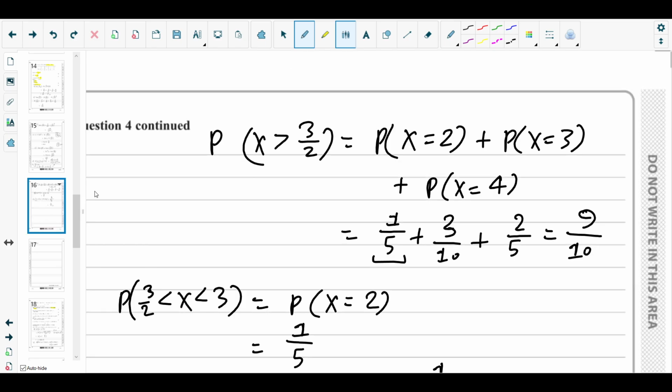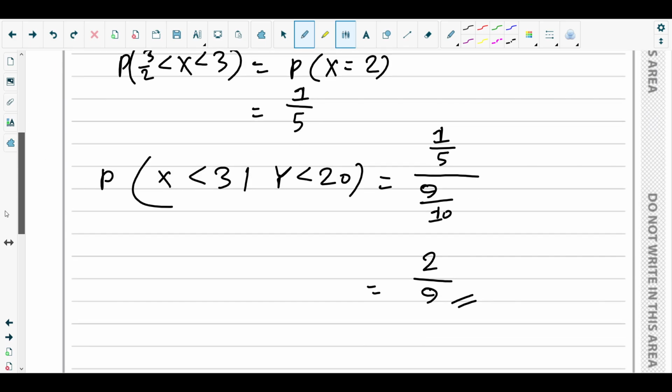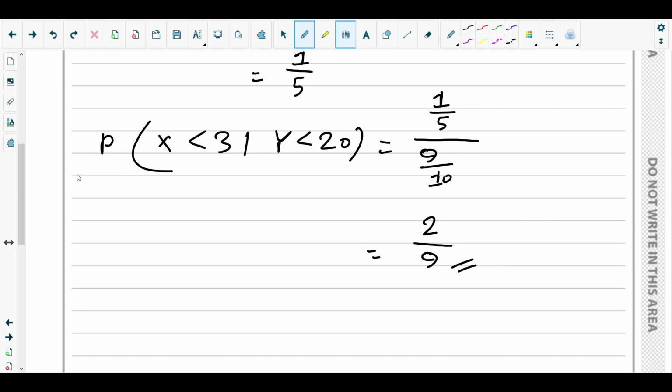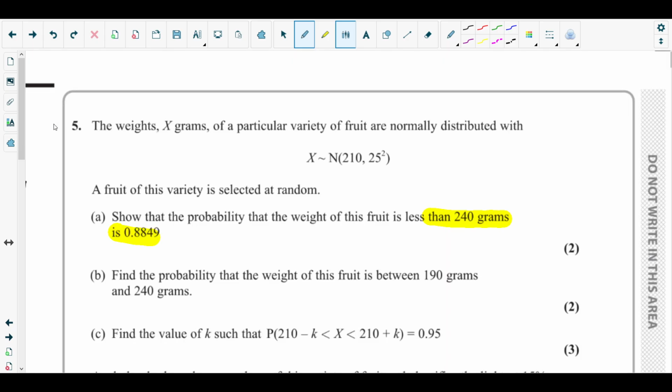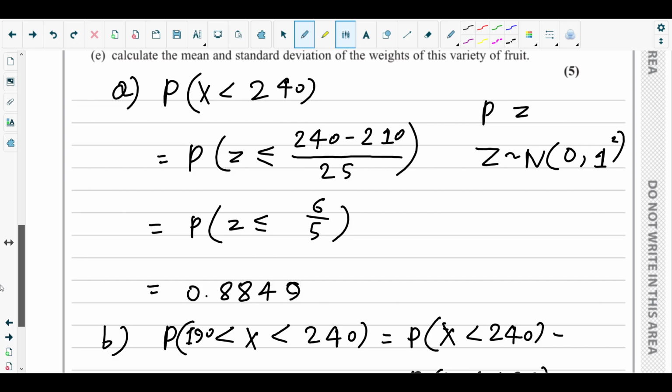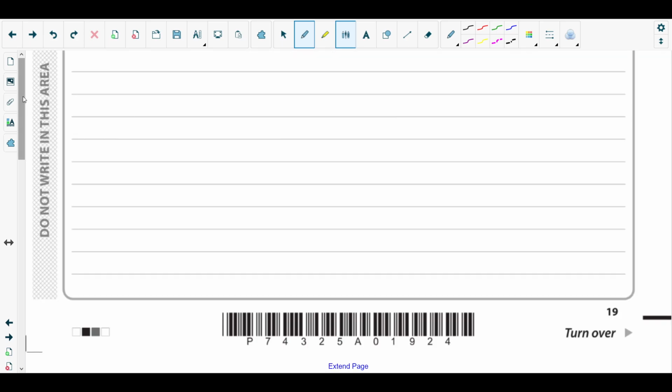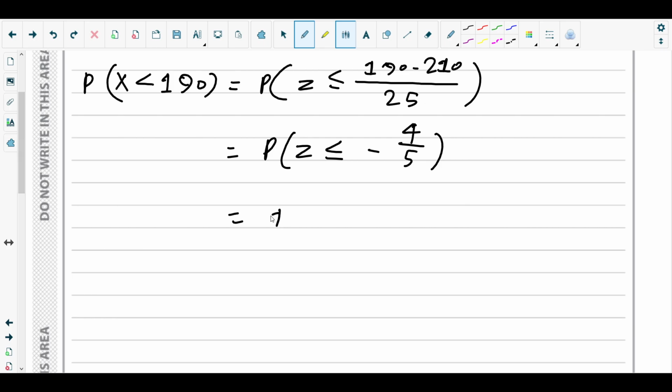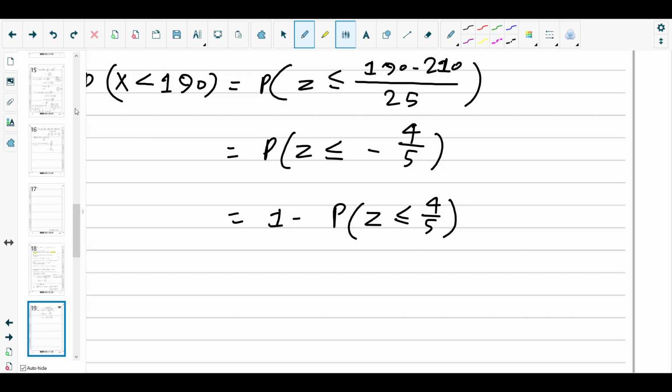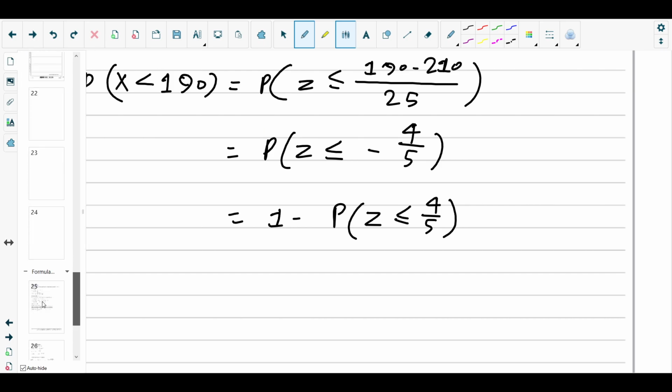So this probability that we got here, we can represent it like this: 1 minus the probability of Z less than or equal to 4 over 5, right? So what's that probability? 4 over 5 is 0.8. For 0.8, let's check it out.